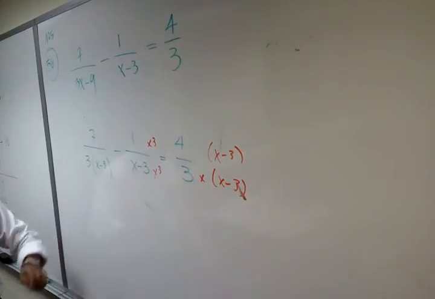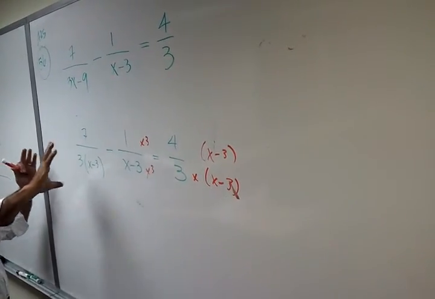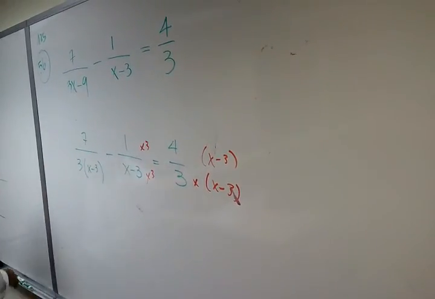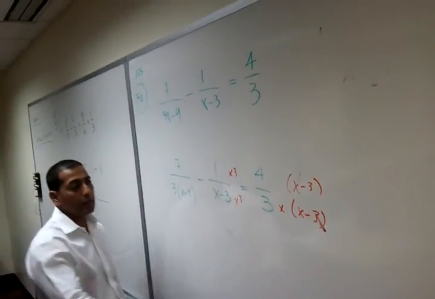Is that correct? So rather than multiplying each one of those separately, why don't we multiply this entire equation by 3 times x minus 3, every term? This way we can eliminate all of these denominators. That's what we're going to accomplish.